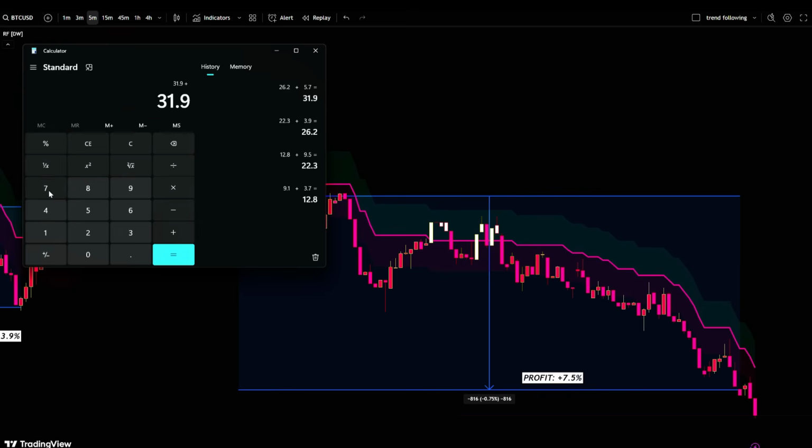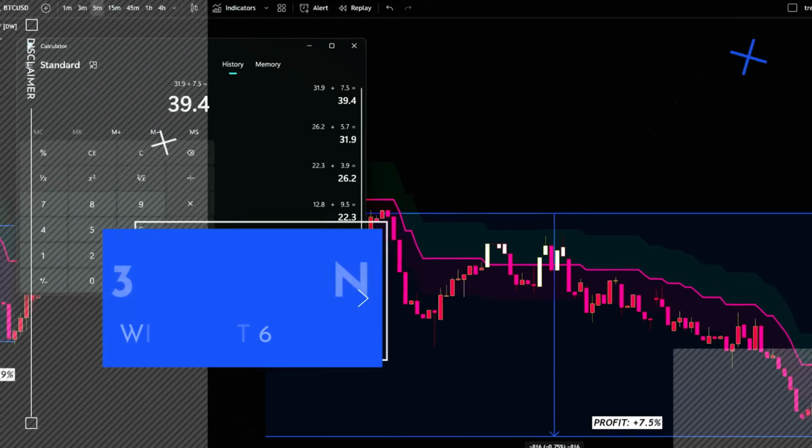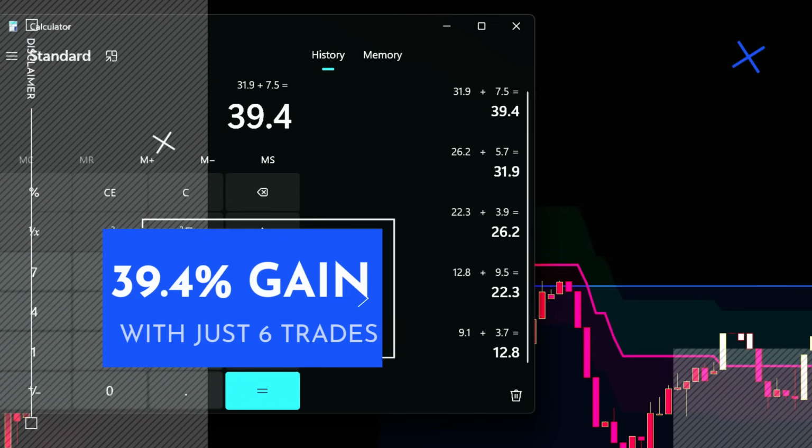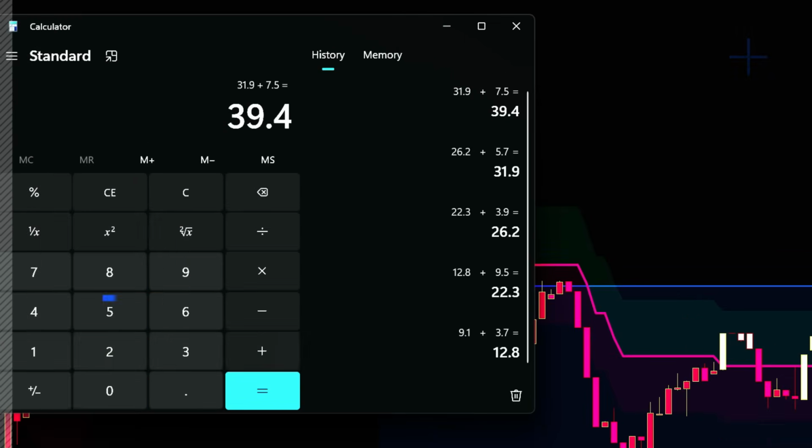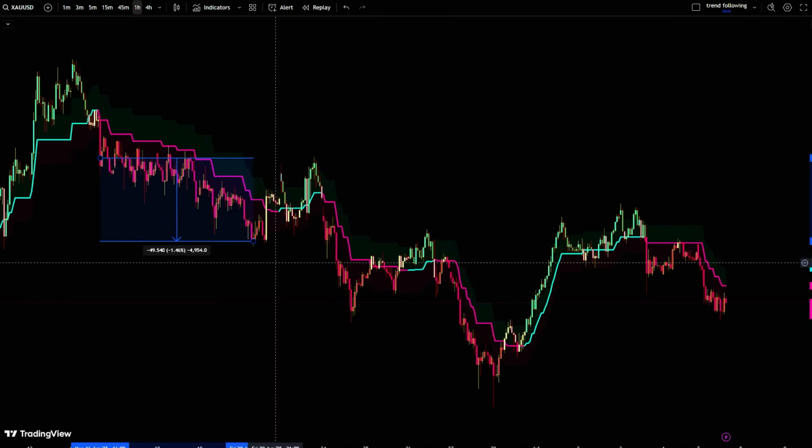So if you add all that up with just those 6 trades, we're talking about a potential 39.4% in profit. I mean, how awesome is that? That's pretty stunning. Okay, let's switch gears and look at another example.